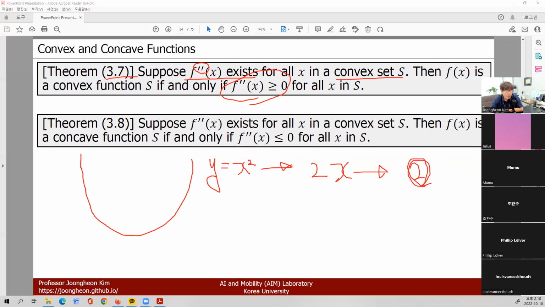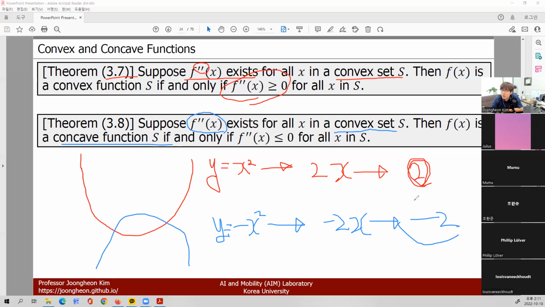In a similar way, or in an opposite way, suppose that your second order derivation exists and that is the convex set. And then you are talking about the concave function. Then it looks like this one. Then you imagine the function just like this one, right? Then please do the first order derivation. Then it becomes minus 2x. Please do it one more time. Then minus 2. Then it becomes a negative value.